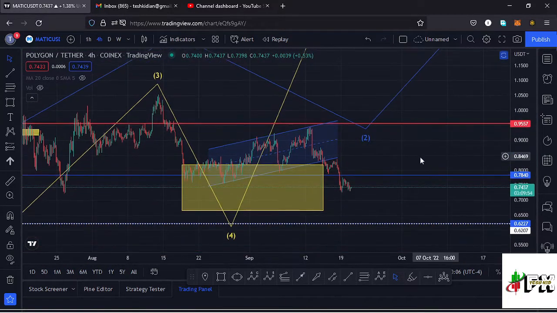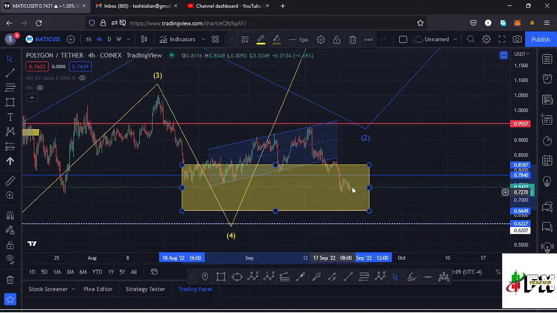We have come down into that key target area for that fourth wave down here, and within that target area we also have a key area of support at around the $0.78 mark, which at some point gave us support and saw a very nice bounce to the upside and made a high at around the $0.94 mark.